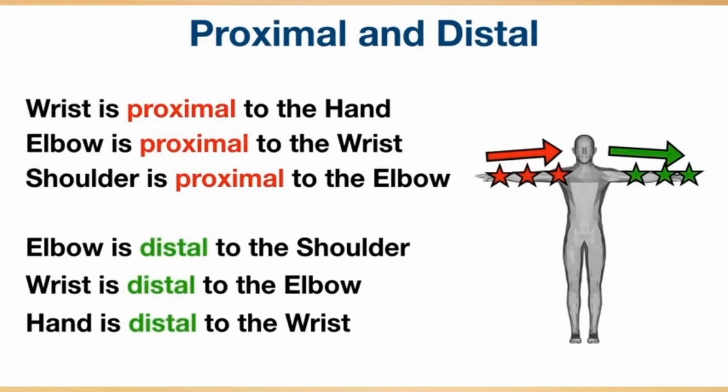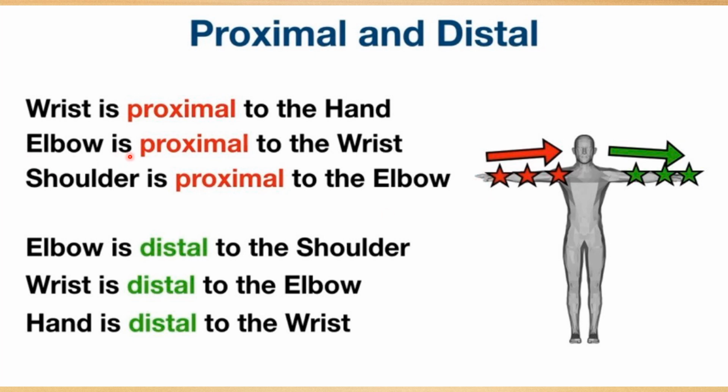So some examples. We'll compare the wrist and the hand. So this is the wrist and the hand. In comparing the wrist and the hand, we notice that the one that is farthest away is the hand. So we say that the wrist is proximal to the hand, because the hand is farthest away and the wrist is relatively closer. The hand is distal to the wrist, but the wrist is proximal to the hand.